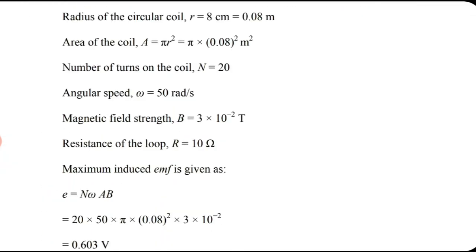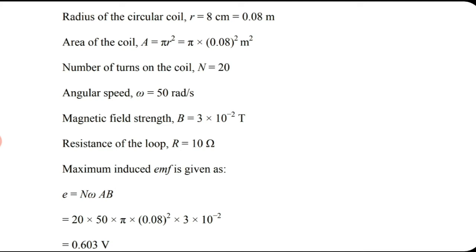In this problem, the situation is similar to that of an AC generator. So here the radius of the coil is given. From that we can find the area of the coil. So area A equals pi r square, that is pi into 0.08 meter square, and the number of turns is given as 20. The angular speed is omega equal to 50 radian per second. Magnetic field strength B is 3 into 10 raised to minus 2 Tesla.